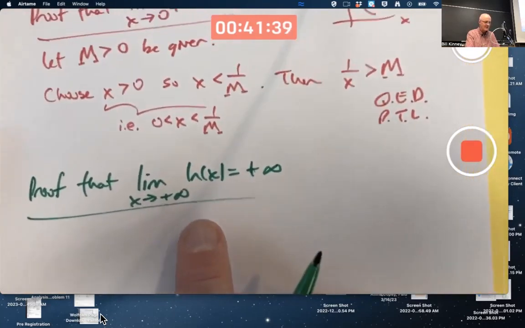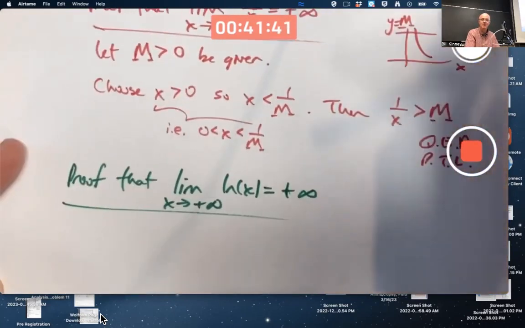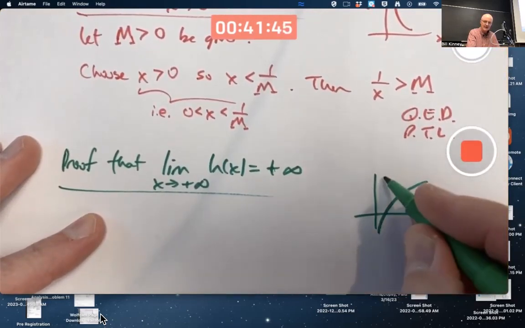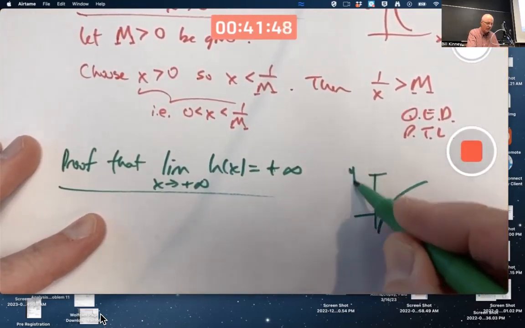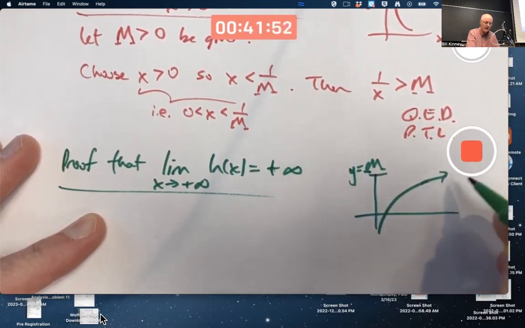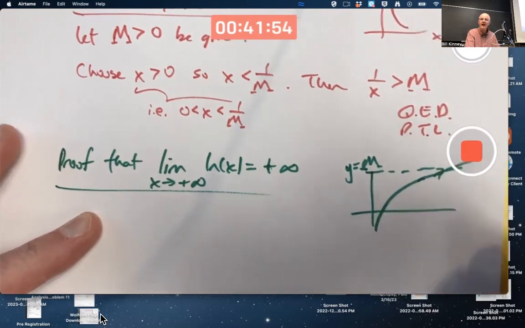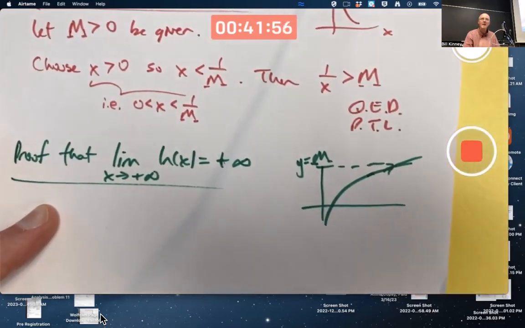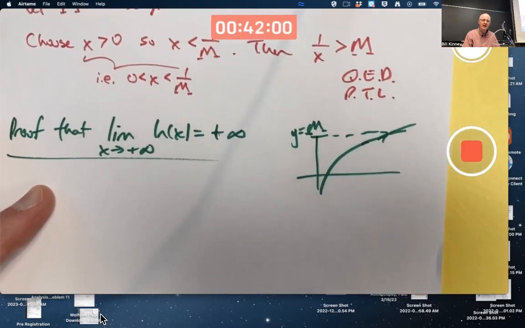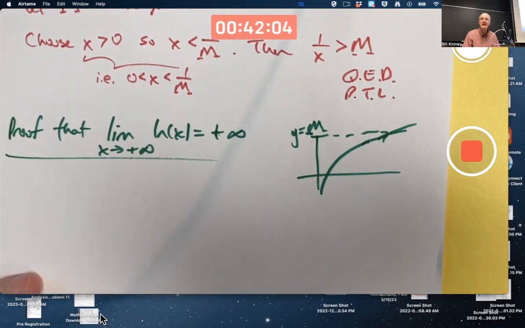Log base e, natural log, also has no horizontal asymptote. This is going to get above any horizontal line eventually. It's going to get above any line at y equals capital M. By going out far enough, it'll eventually get above that line. Before we do the proof, let's think about an example. What if capital M was 10?